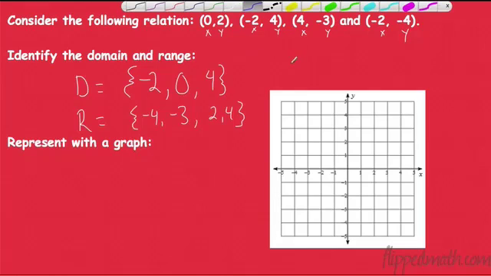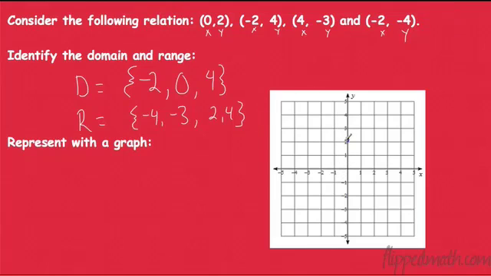We could then, of course, plot these as points. 0, 2, 0 over, 2 up. That's 1 point. -2 over, 4 up. That's another point. 4 over, -3 down. That's another point. And then -2, -4. That right there, we have our fourth point. So this is all stuff you've done before, but as you can tell, we're just going to talk about domain and range. These are very important things, all right?